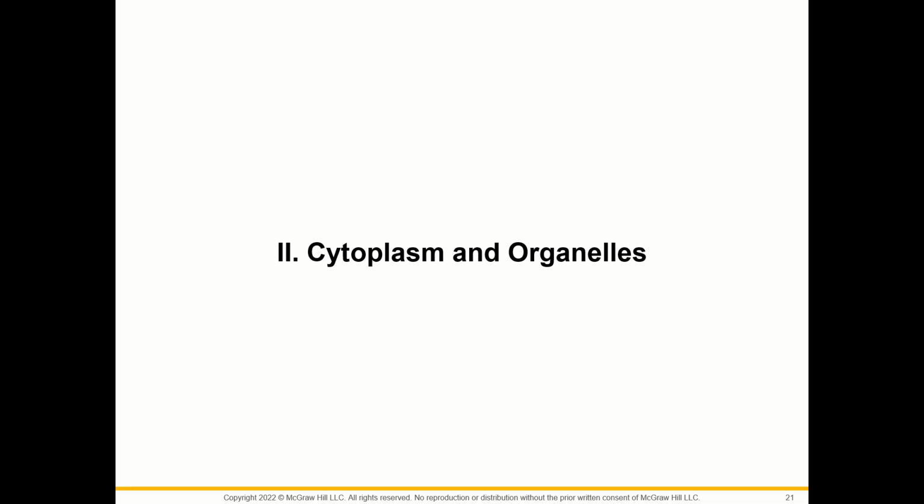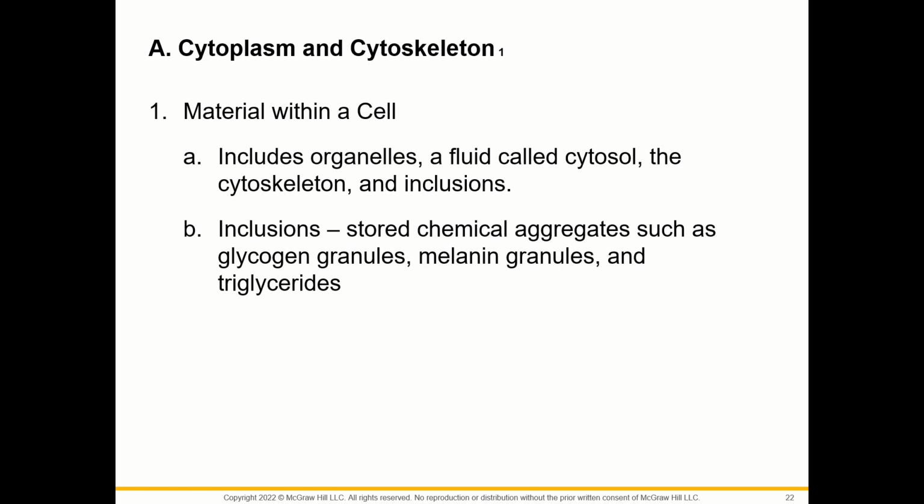All right, so we're going to quickly go through the cytoplasm and the organelles. The cytoplasm and the cytoskeleton make up the material within a cell, and it includes organelles, a fluid called cytosol, the cytoskeleton, and inclusions. Inclusions are stored chemical aggregates such as glycogen granules, melanin granules, and triglycerides.